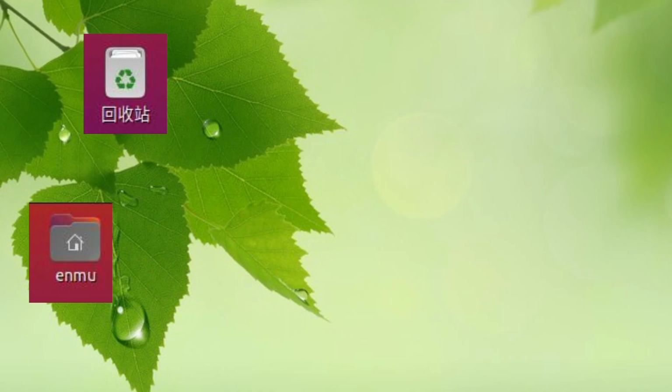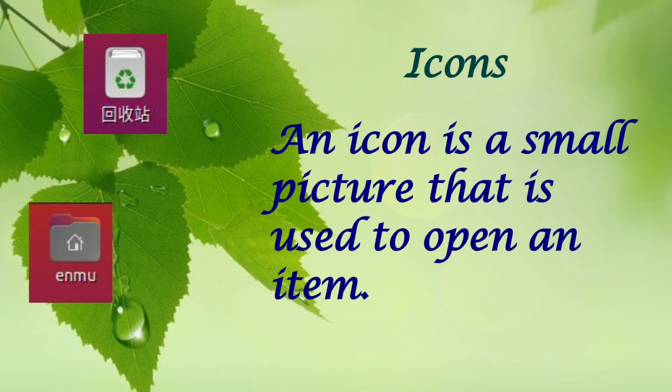On that background picture we can see small pictures. What do these small pictures indicate? These small pictures are known as icons. What is an icon? An icon is a small picture that is used to open a program, file or folder.